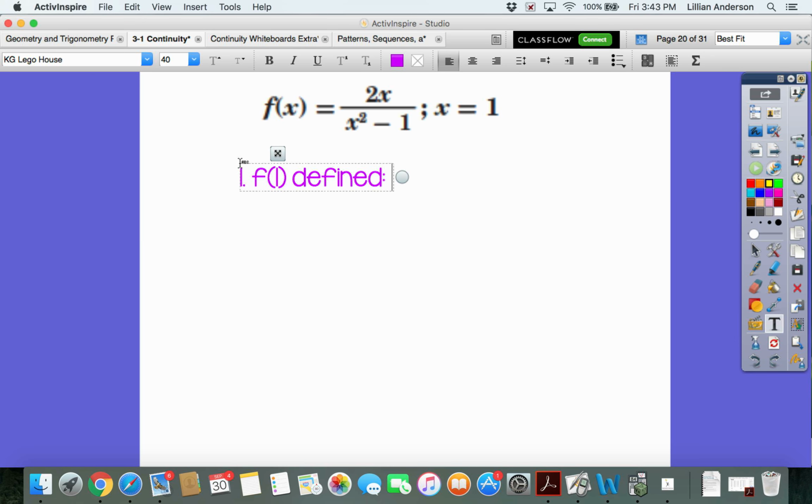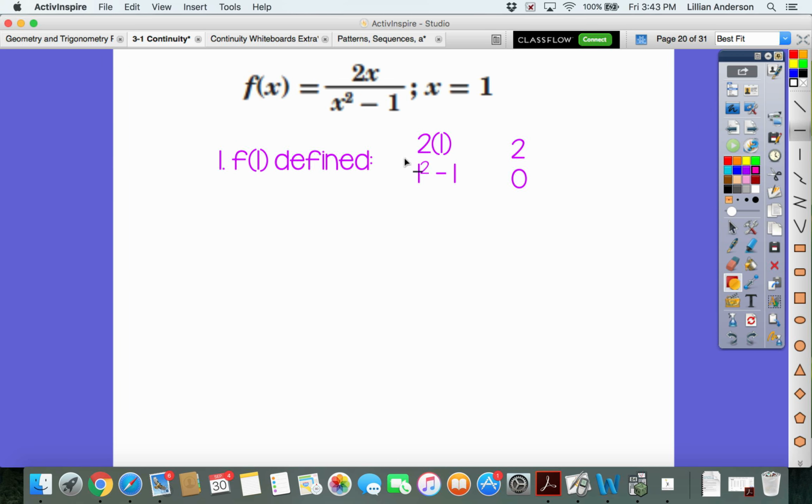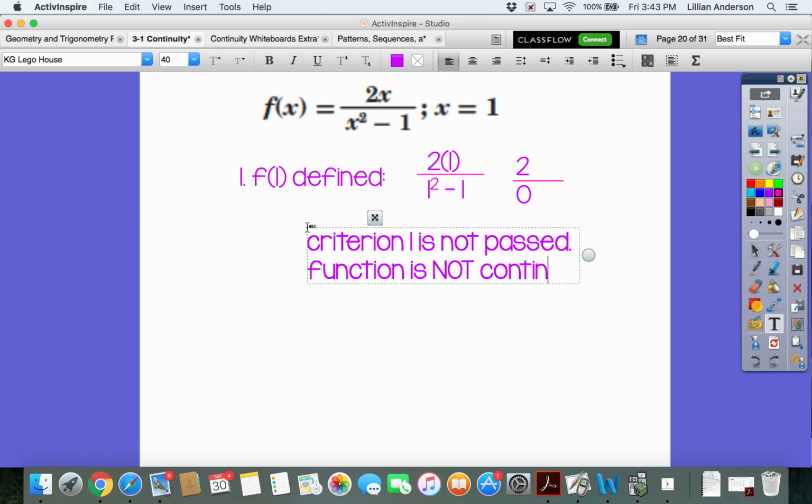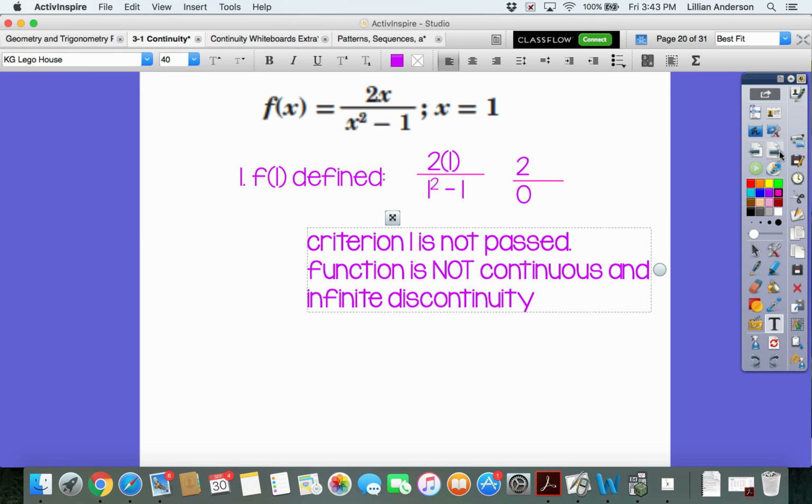Okay, so when we plug in 1 into this, we're going to end up with 2 times 1 over 1 squared times 1 squared minus 1. And so when we simplify that down, we'll end up getting 2 over 0. Now, 2 over 0 basically means that this function is undefined, and we can't have it being undefined. So criterion 1 is not passed, which means that this function is not continuous, and it has infinite discontinuity, because having a 0 on the bottom basically means that there's a vertical asymptote there. So this has infinite discontinuity.